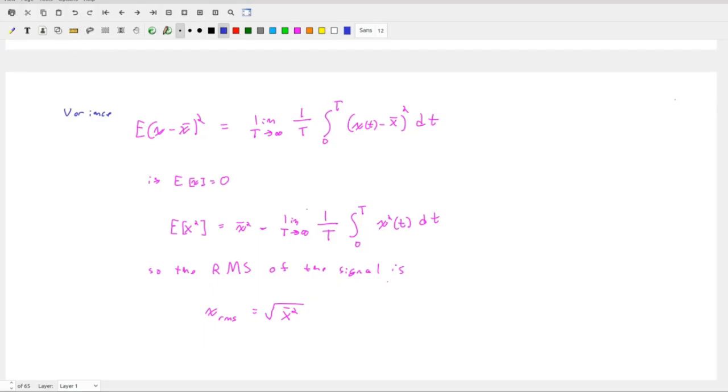This T is period. Well, no, this T is the length that you take your data over. I see what you mean. It's not like the period of the signal, because we're really kind of interested in random signals here, and they don't particularly have a period. That makes sense? Okay.